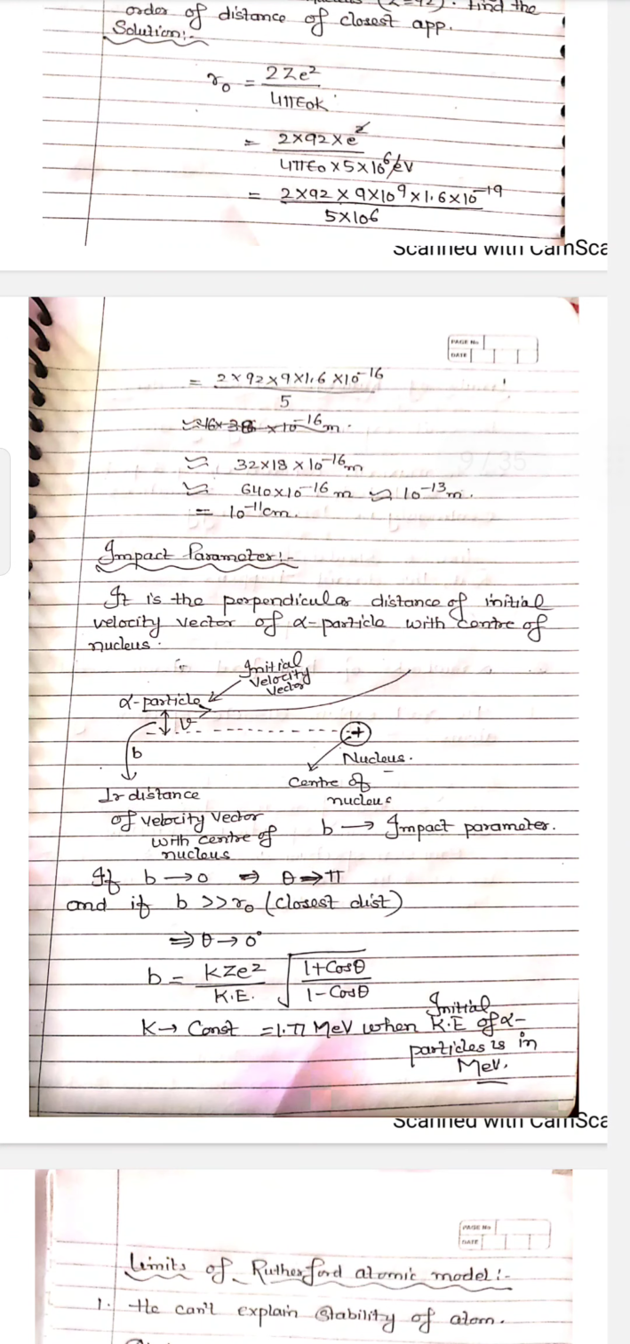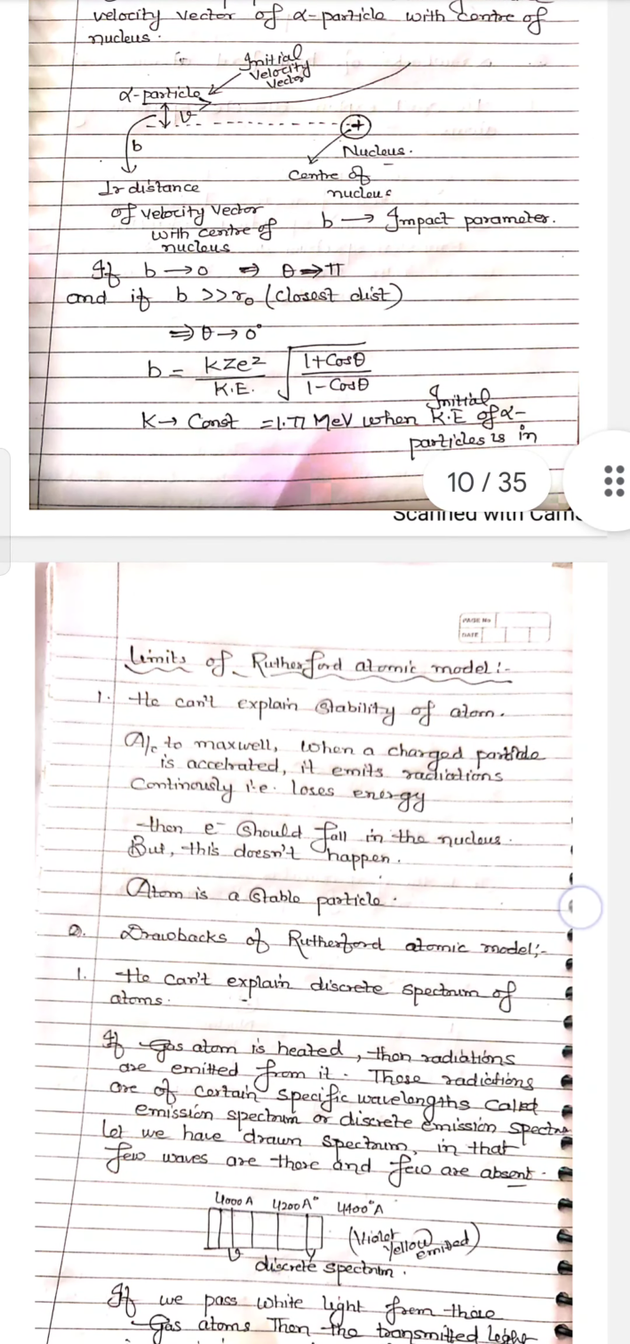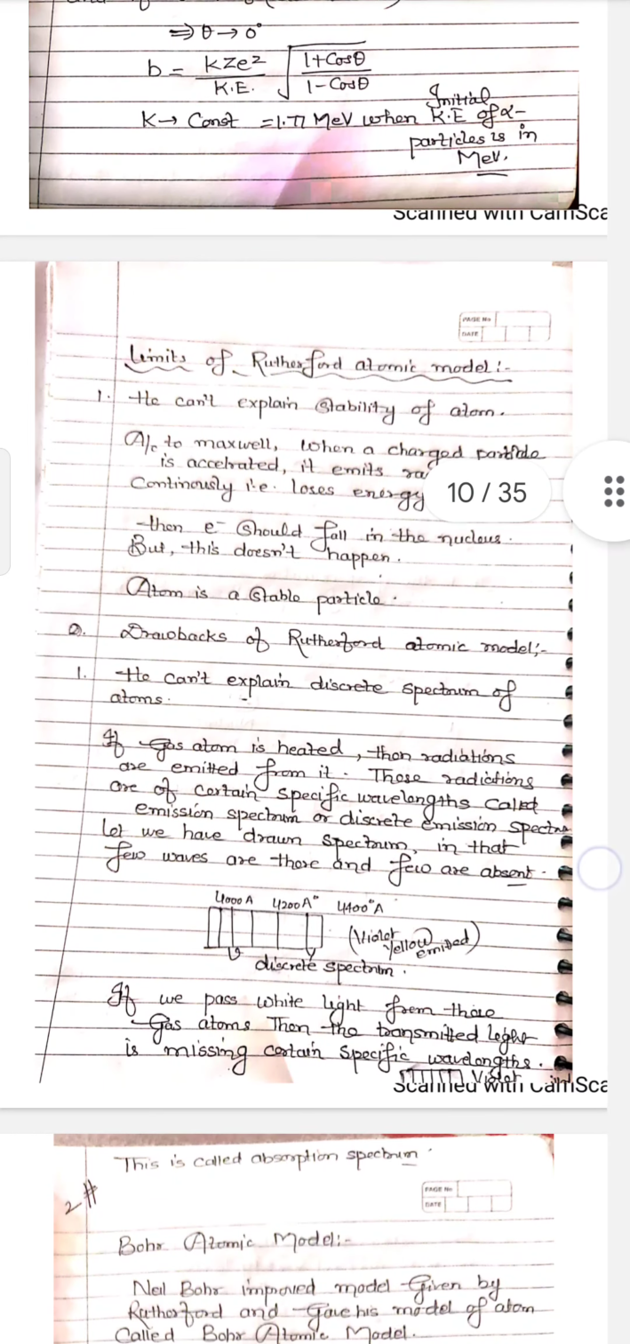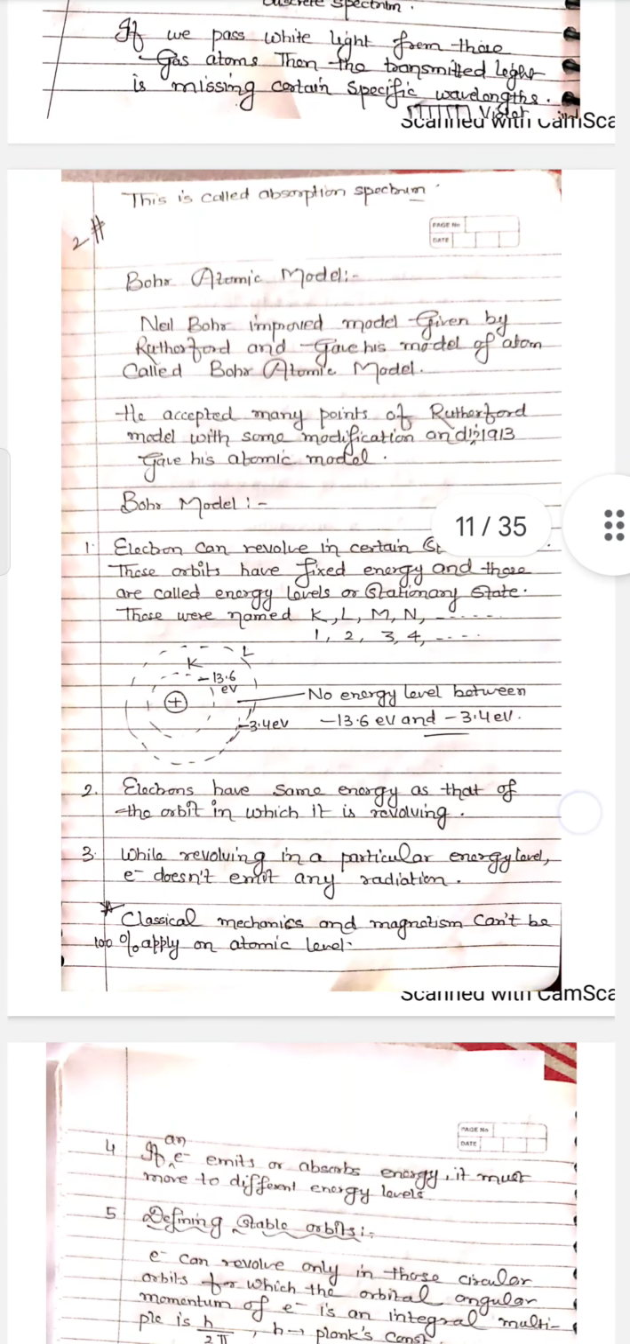Then impact parameter, which is very important, diagram for that impact parameter also you can see. From the diagram also it will be very much clear what is impact parameter. After that the topic is limitations of Rutherford atomic model, then drawbacks. After that the recent model of atom, that is a Bohr atomic model.